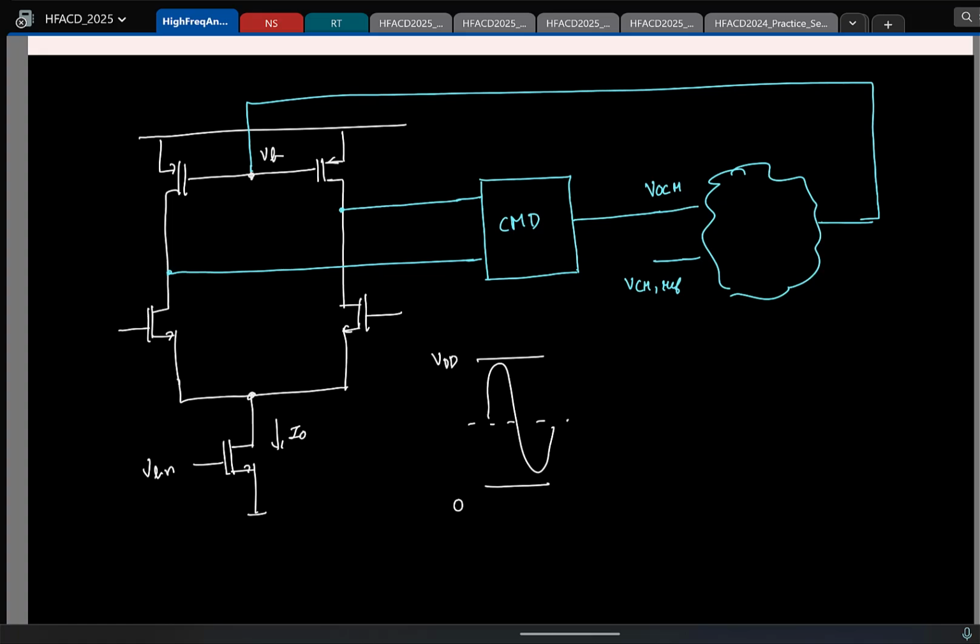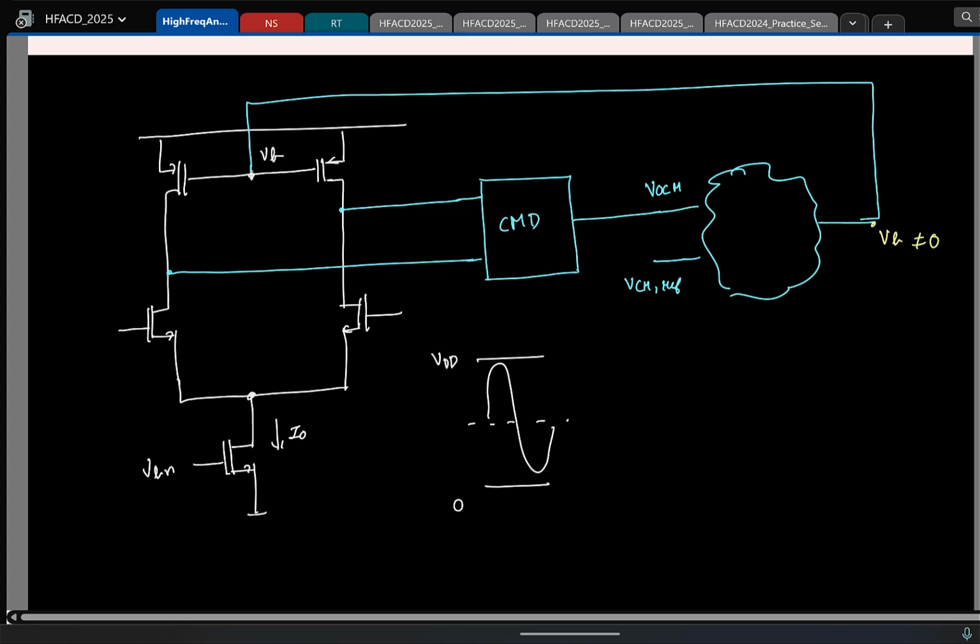So finally, if things are all working, what can you say about VOCM? What will it be equal to? If things work as we expected, what will VOCM be equal to? VCM ref. So what can you say about this difference? That difference is 0. But this is the bias voltage VB. That obviously is not 0. So I mean, loosely speaking, I have a 0 input, non-zero output. What is the gain? What gives an infinite gain? So what should I put here? So I'll go and put an opamp here.